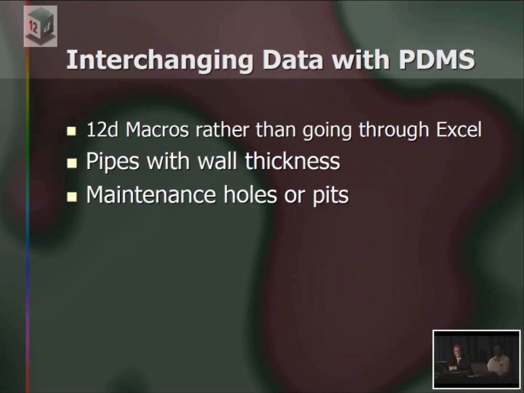Pipes with wall thickness would have been good. In the end, as I took the data out of 12D for our drainage pipes, I didn't actually use the diameter of the pipe. I had a line style set for each particular drainage pipe, and that line style name was actually the outer diameter of each pipe. So that worked well for us when we came to check clearances. We didn't do anything with the maintenance holes or the pits at this stage, but I can see further opportunities to work on that area of the project.